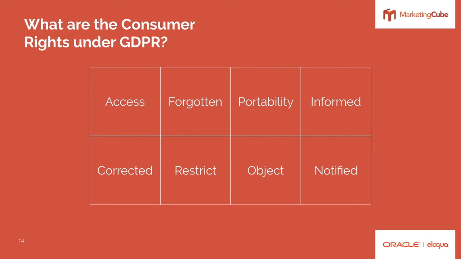And finally, the right from the consumer perspective to be notified. This is going back to the data breach. If there's any data breach which compromises an individual's personal data, remember all those things we spoke about that fell into that personal data category, the individual has the right to be informed within 72 hours of that organization first becoming aware of the breach.